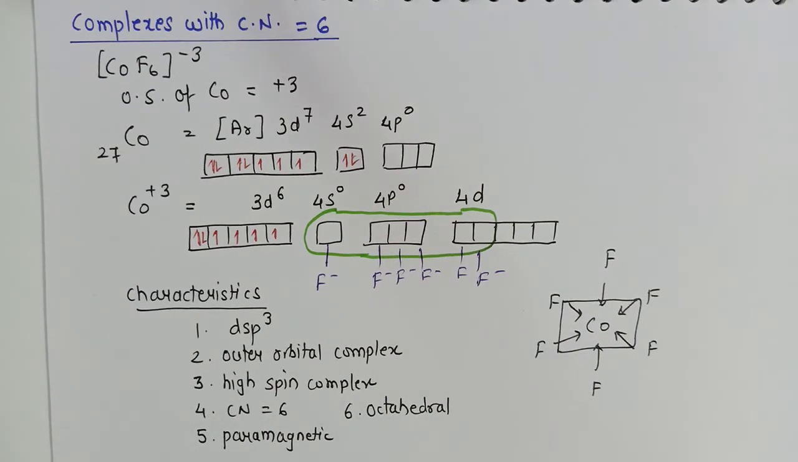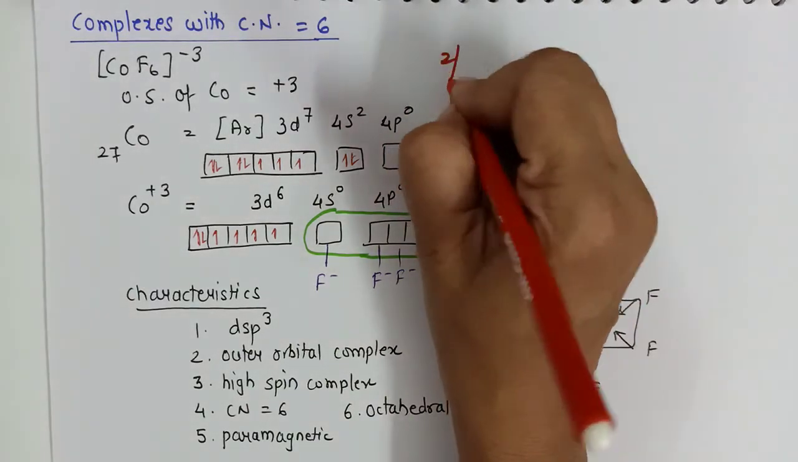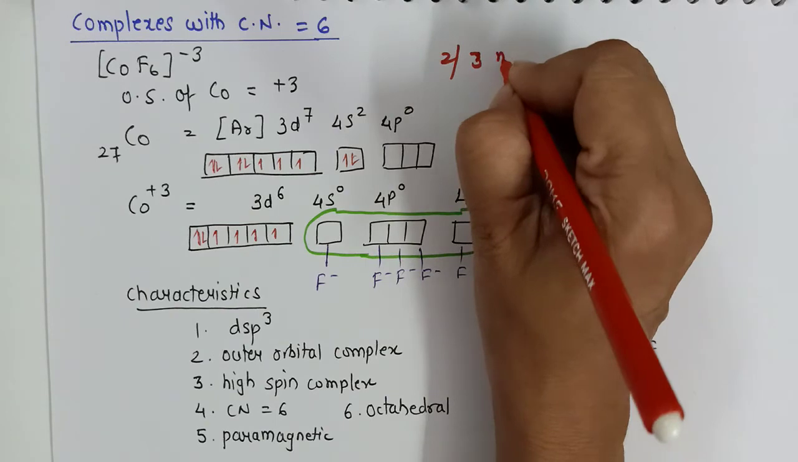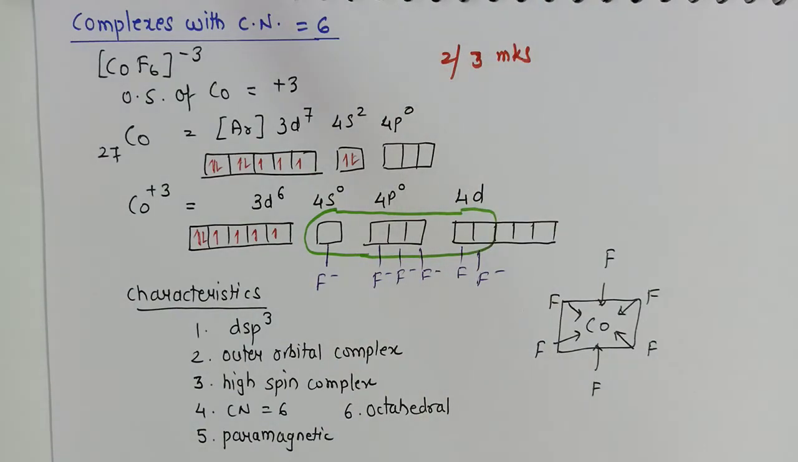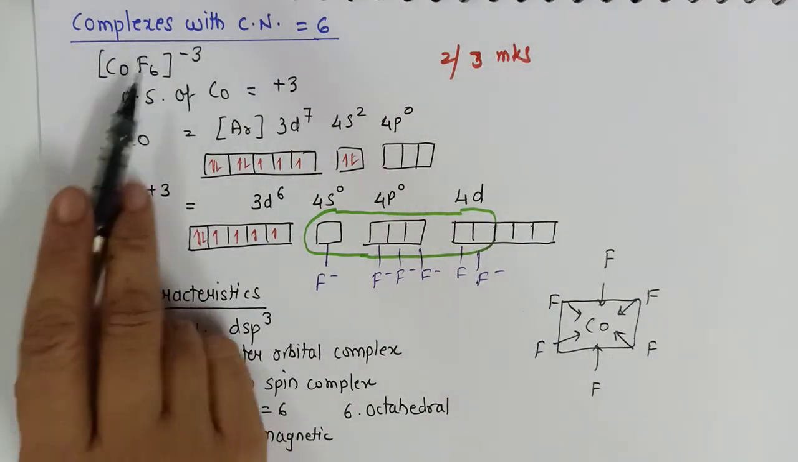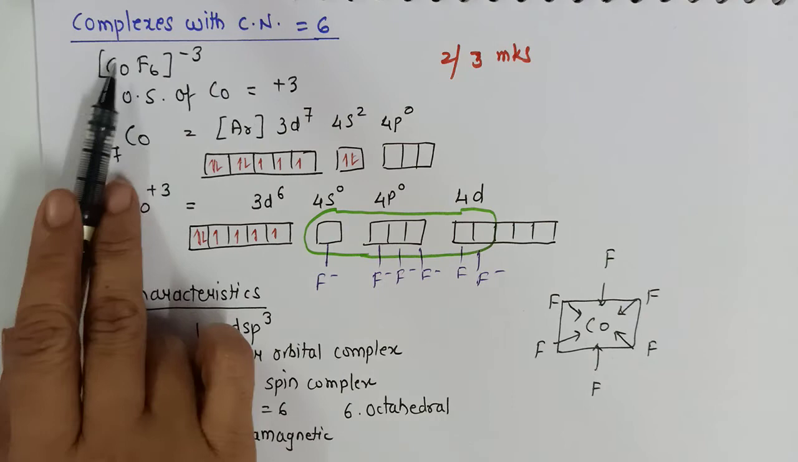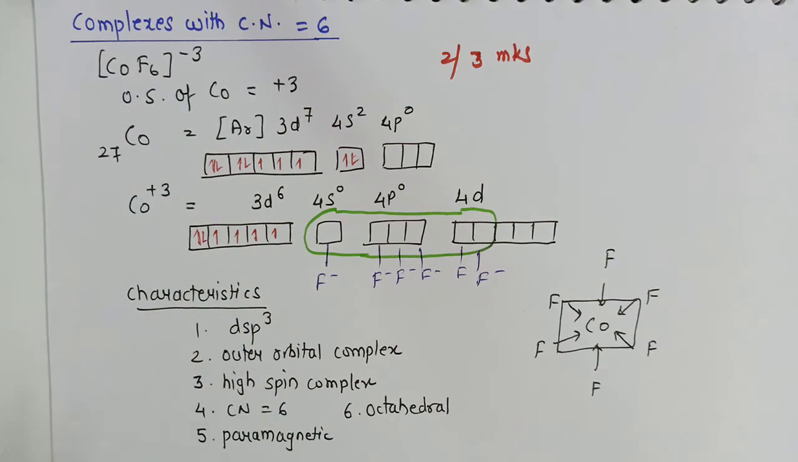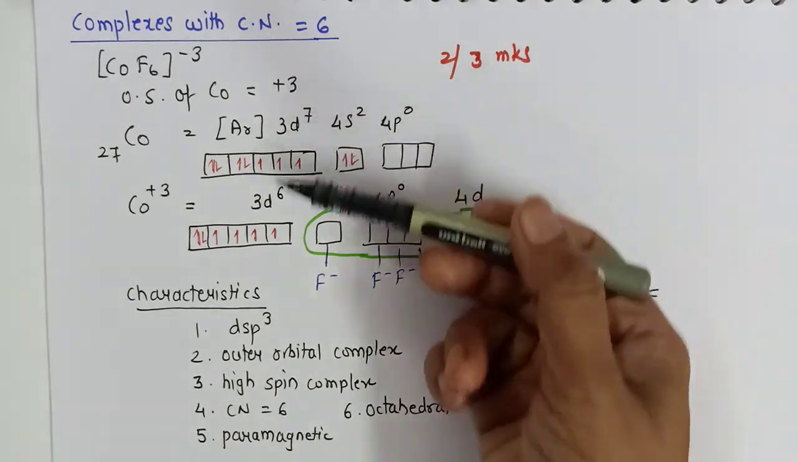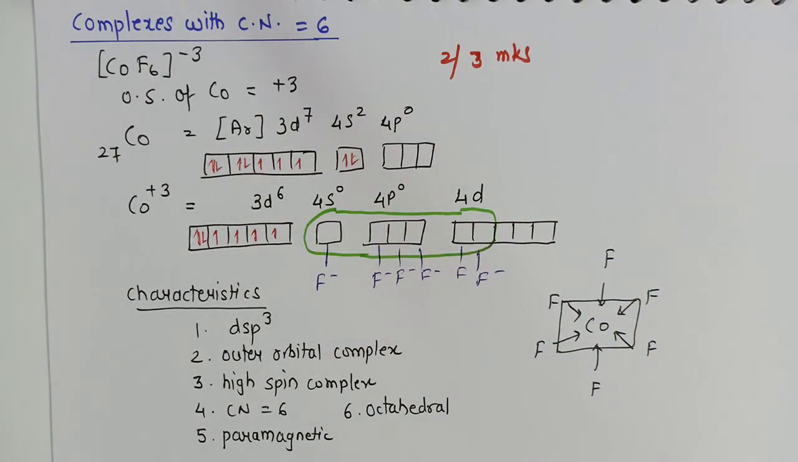So now this whole question is of 2 or 3 marks. The question can be framed in any way. Why CoF6 3- is a high spin complex? Why CoF6 3- is paramagnetic in nature? Why CoF6 3- shows sp3d2 hybridization? So any question can be asked. If you write only this much, you get full marks in the exam.